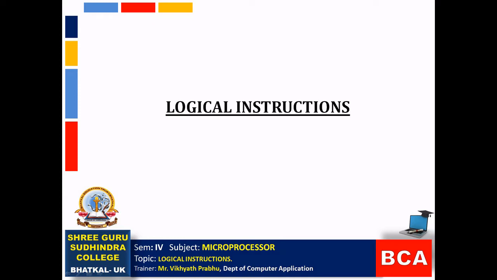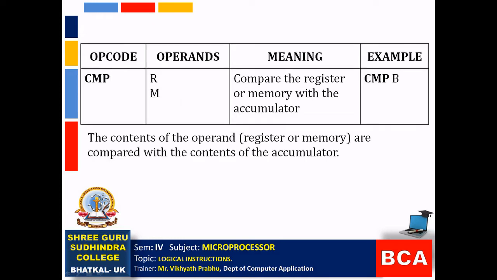The first instruction is CMP, and we call this as compare the register or memory with the accumulator. We write this instruction as CMP with an operand, either a register or a memory. Here, the contents of the operand are compared with the contents of the accumulator.